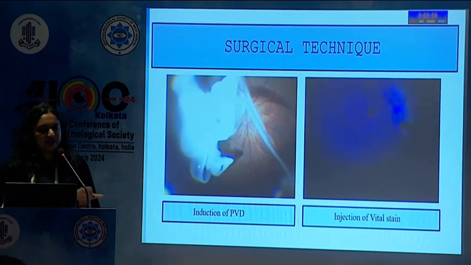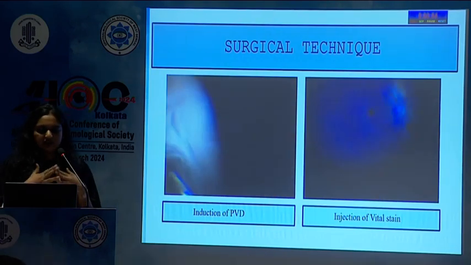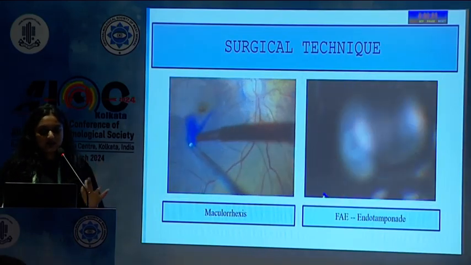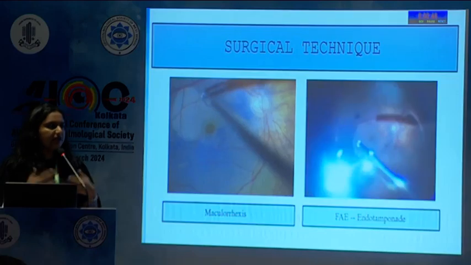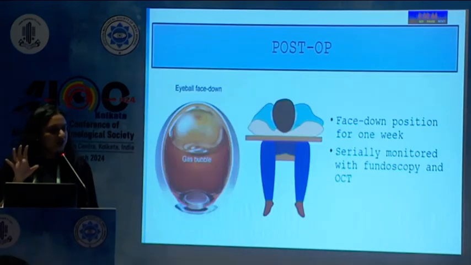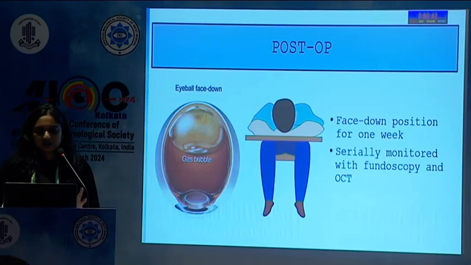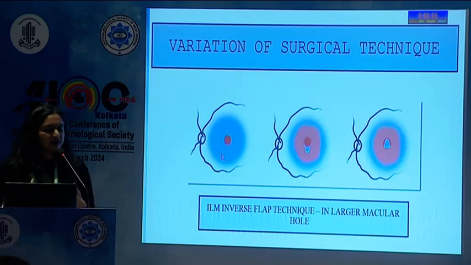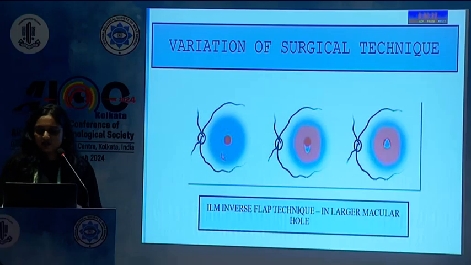One is induction of PVD, wherein we are relieving the anterior posterior traction, injection of vital stain and staining the ILM or ERM to enable peeling. And macular peeling, again we will remove the tangential traction, followed by endotamponade to help the macular edges oppose. And further post-op, we ask the patient to be face down for a week and serially be monitored with fundoscopy and OCT. A variation of surgical technique can be an inverse flap technique for larger macular holes, wherein we leave one part of the ILM intact and then stuff it into the macular hole.